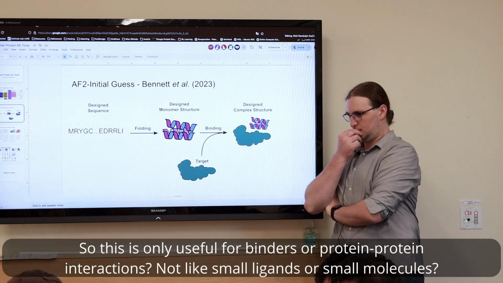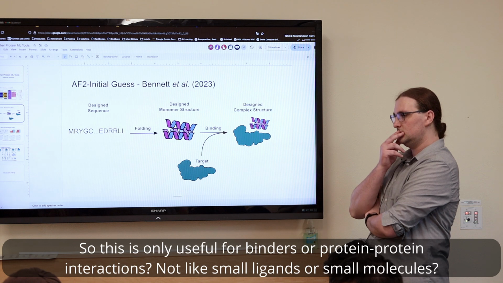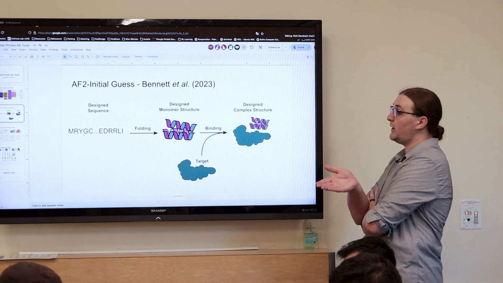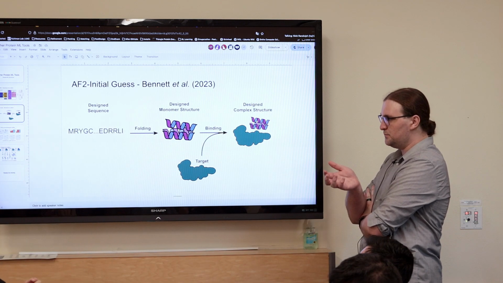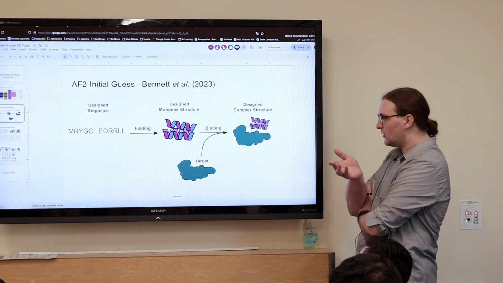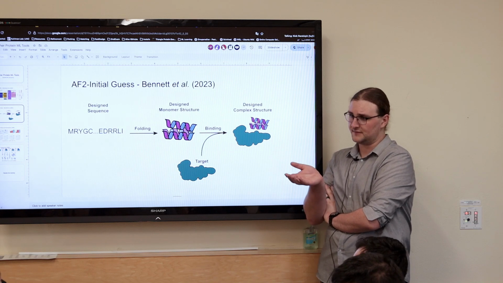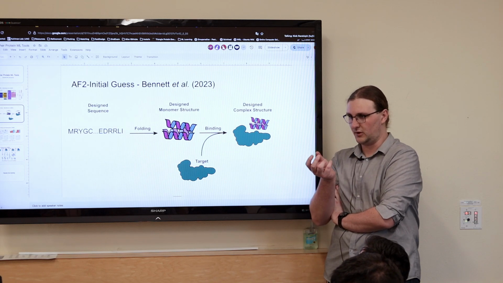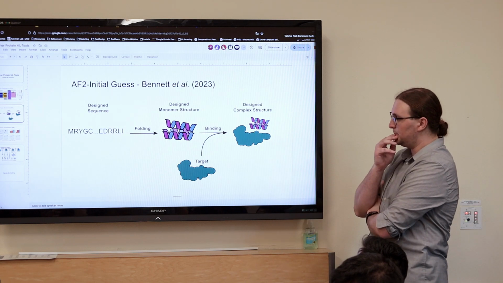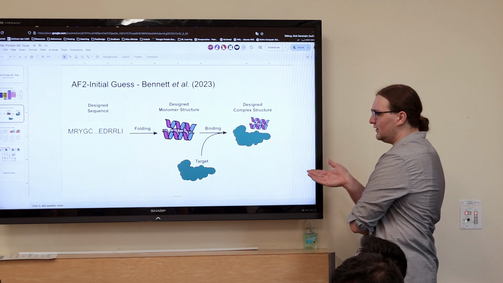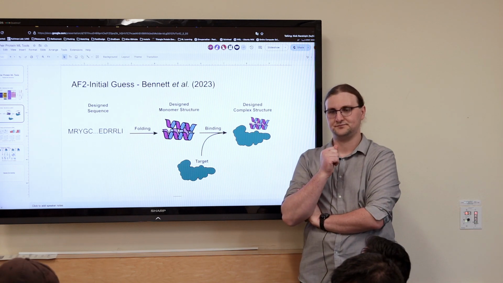So this is only useful for binders or protein-protein interactions, not small molecules? Well, remember, AlphaFold 2 doesn't take into account the other molecules in the system. There are things that try to fill in spots that may harbor a good site, like AlphaFill, which will try to fill in specific molecules into regions that it thinks may be trying to coordinate them. But yes, this was specifically designed for PPIs, binder designs specifically.